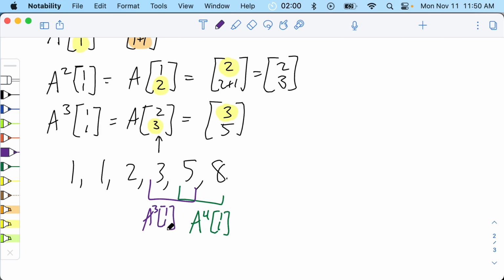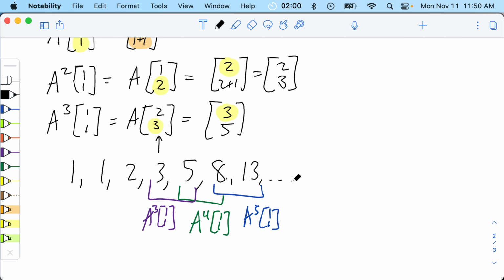And so our matrix, what it does is it calculates the next Fibonacci number. So every time you do another matrix power, you do A to the 5 of 1, 1. That will be 8, 13. So this matrix is secretly computing the Fibonacci numbers.